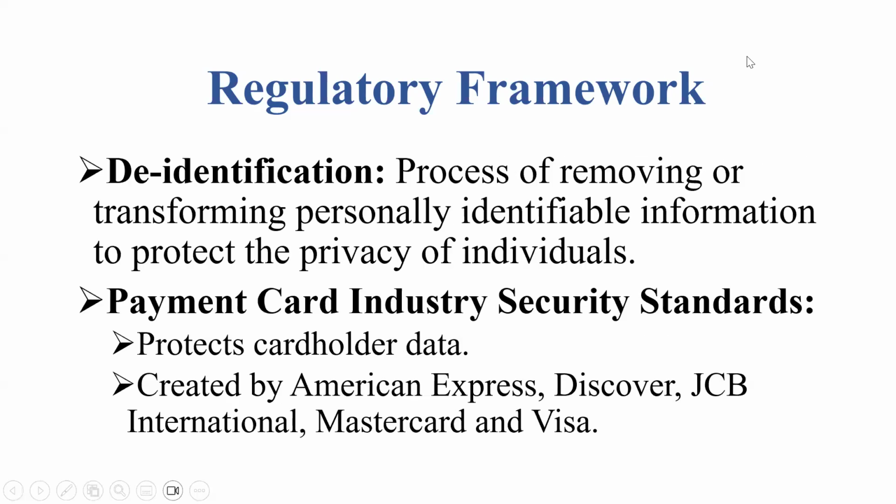Next, let's look at de-identification. Now, this is a regulatory requirement to protect privacy, and it is the process of removing or obscuring personal identifiers from data so that individuals cannot be readily identified. It's used to protect privacy while still allowing useful analysis of the data.